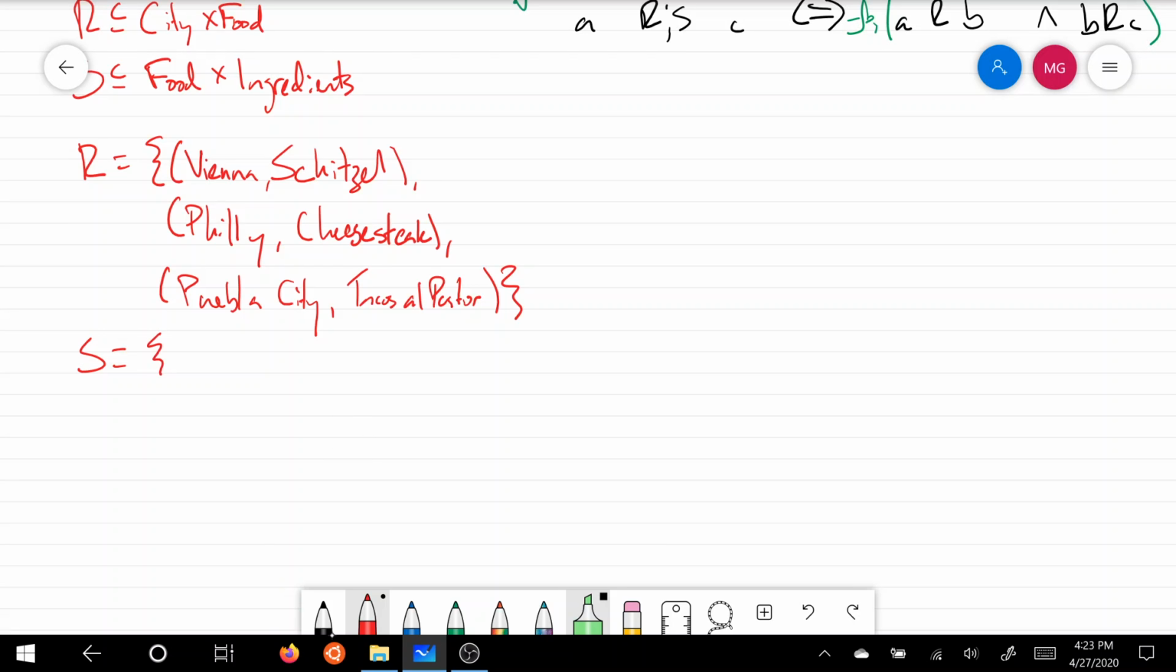And I'm just going to have it sort of be incomplete, but we'll say schnitzel is related to veal. Schnitzel is also related to pork. Those are the big two.